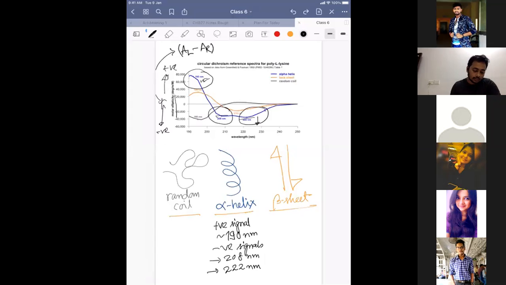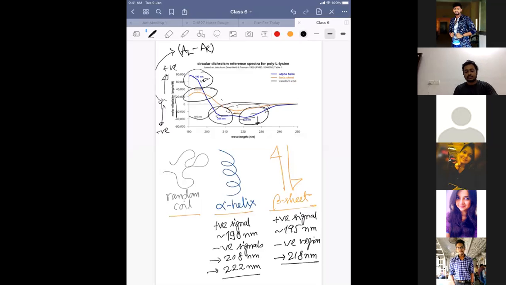Now come to the beta one. In the beta sheet, look at that. Over there again, you have a positive band around 195 nanometer, which is a little bit shifted. However, the main difference comes when it goes to the negative region. In the negative region, it has only one band, and that is around 280 nanometer.